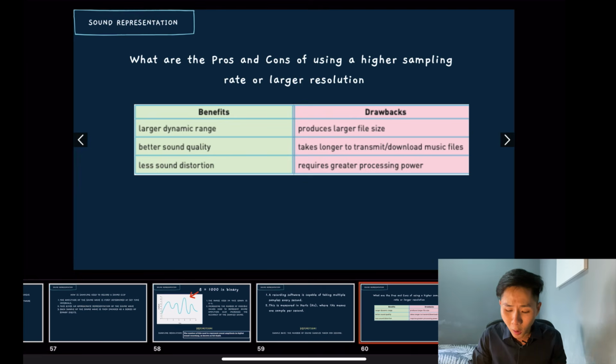And here are the pros and cons of using a higher sampling rate or larger resolution. If I were to use more bits to represent the amplitude, of course, it will produce a larger file size, but it will also have a larger dynamic range, better sound quality, and less distortion. The drawbacks are a larger file, it takes longer to download, and it requires greater processing power. It is a very commonly asked question in the exam, so make sure you understand all these benefits and drawbacks so that you can evaluate accordingly in your exam.